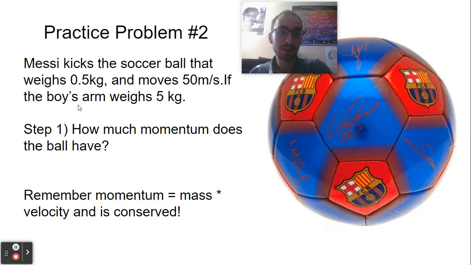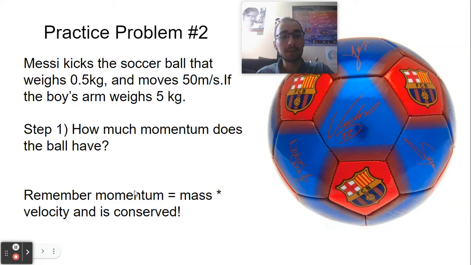Based on this. So to figure out how fast his arm moved backwards, we have to find the momentum of the ball first, okay? So Messi kicks a soccer ball that weighs 0.5 kilograms and moves at 50 meters per second. If the boy's arm weighs 5 kilograms, first step, before anything, we need to figure out how much momentum the ball has, okay? Pause the video now, try and figure out how much momentum does the ball have.